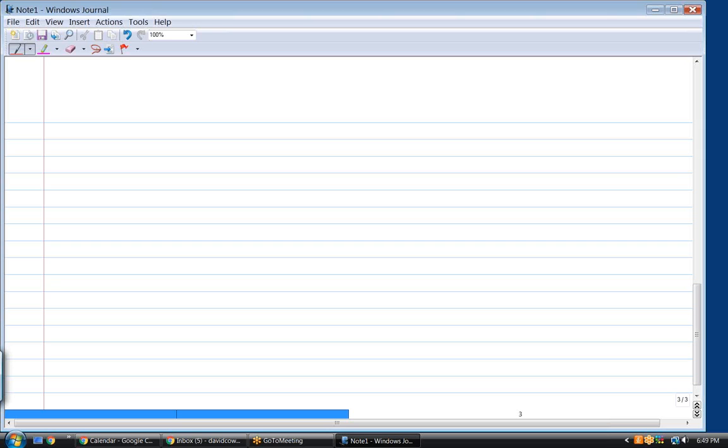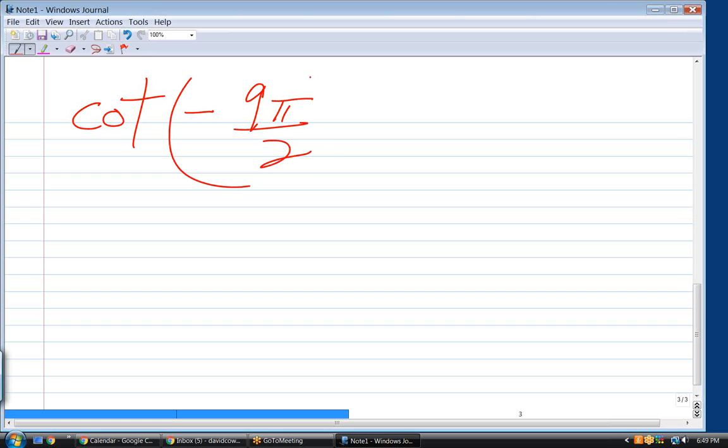So, for example, cosine of 420. Oh, wait, no, sorry, not that one. I actually knew how to solve that one. Okay, cotangent of negative 9 pi over 2. That is a multiple of 90 degrees. So this is one. In other words, anything that's a multiple of 30, 45, 60, or 90, we can do without a calculator.